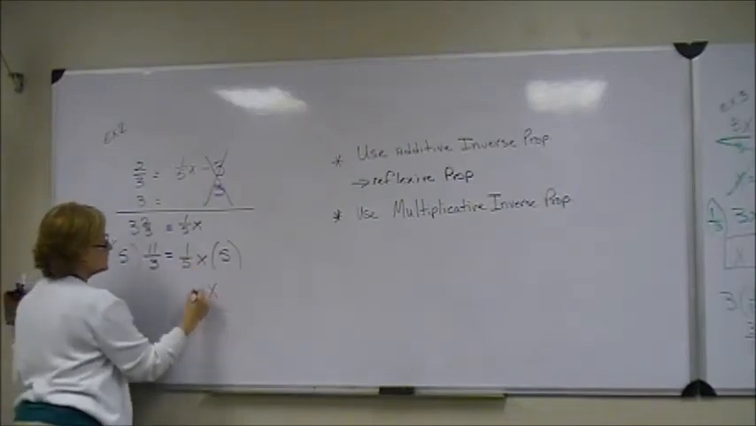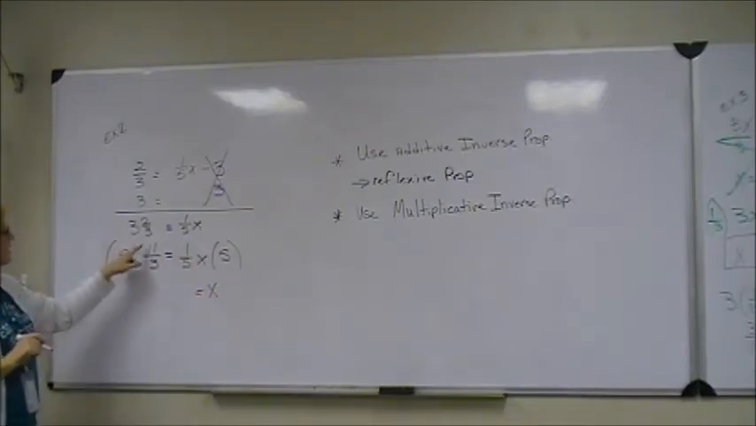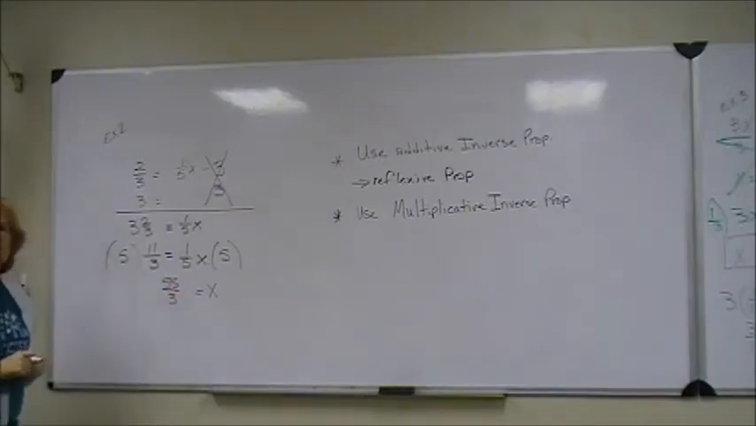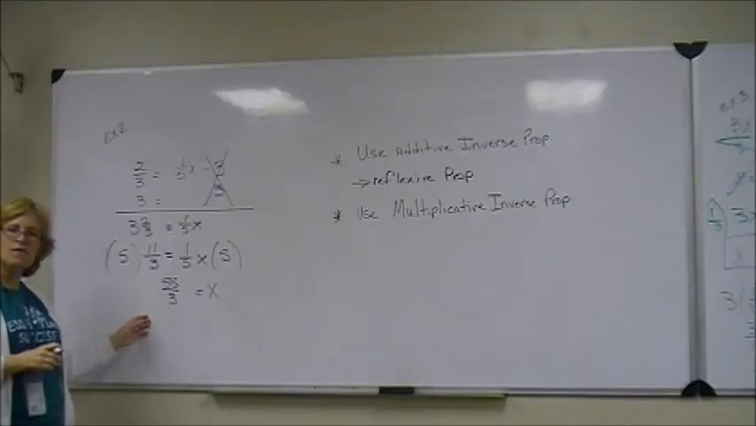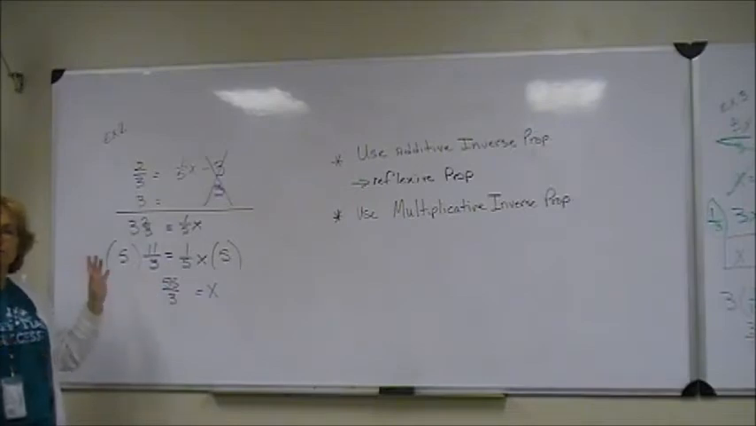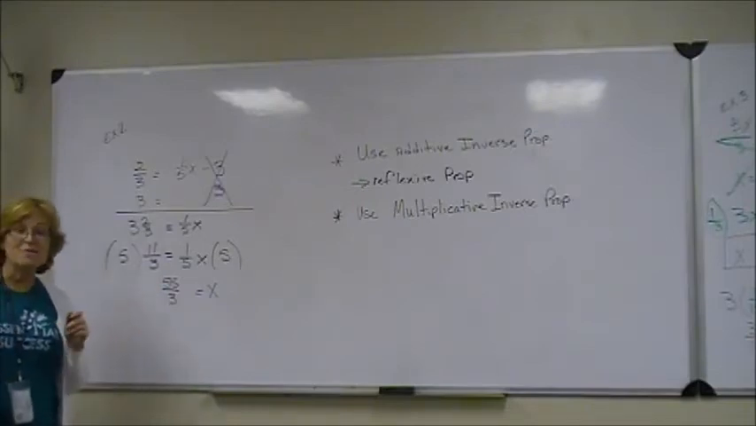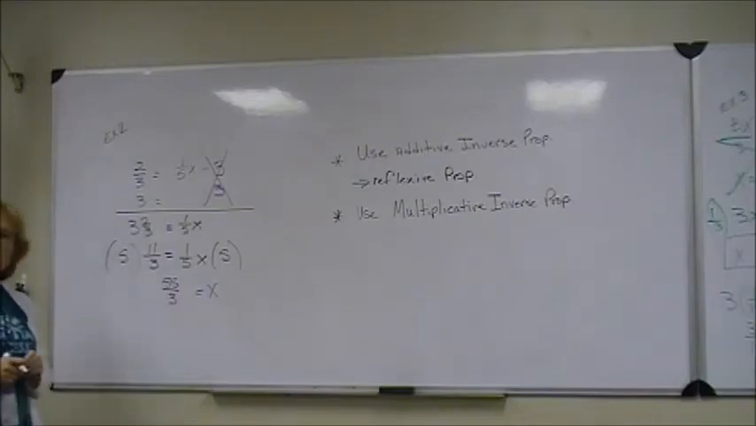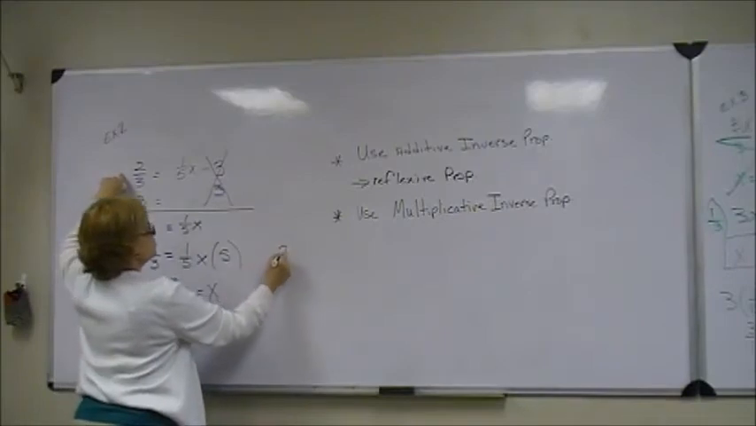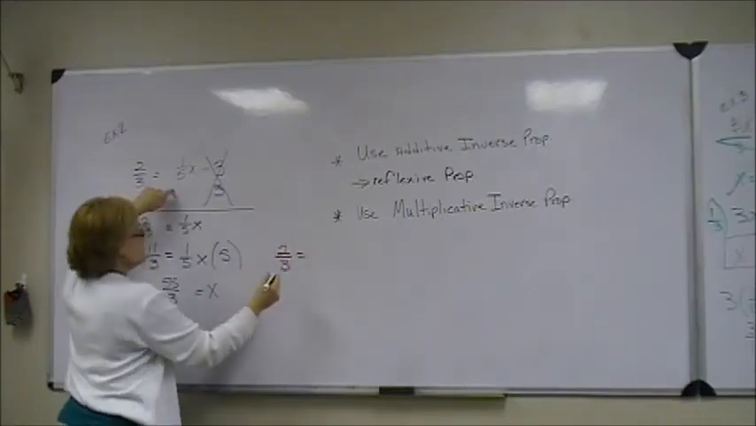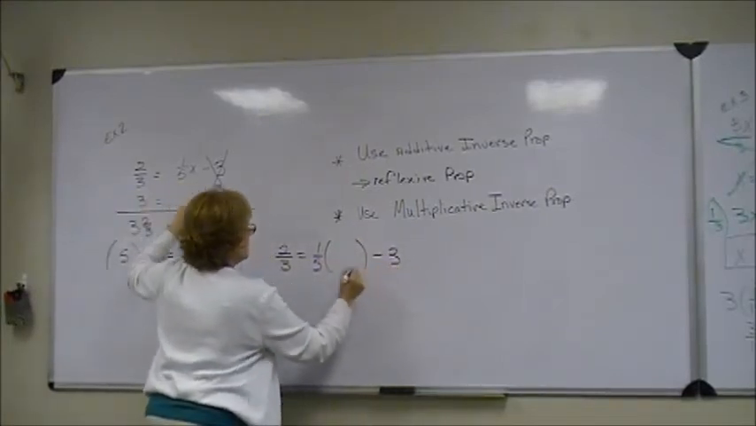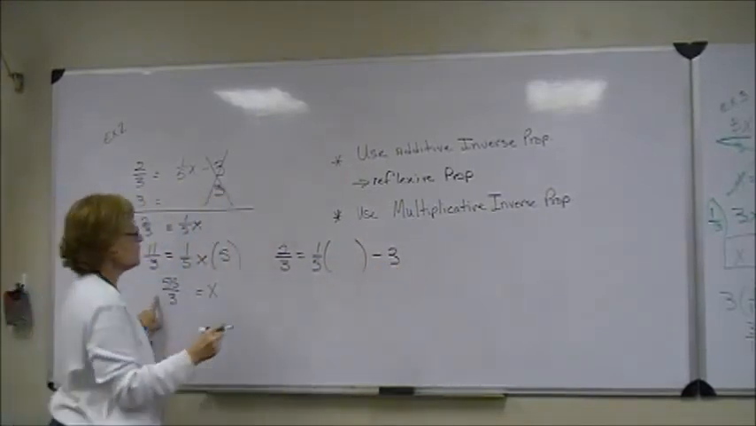So that gives me x on the right, and then 5 times 11/3 is 55/3. Do I need to do anything else with this 55/3? No, it's in lowest terms, and it's an improper fraction, and we're cool to go. But am I finished with the entire problem? Absolutely not. What do I have to do? Check. So therefore, I go into the original equation. 2/3 is equal to, and I have 1/5, leave out the variable, minus 3. Plug in 55/3.